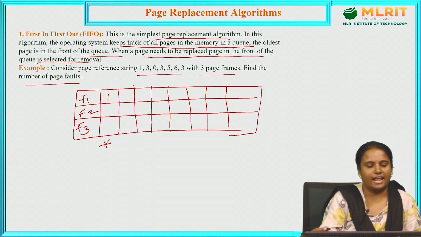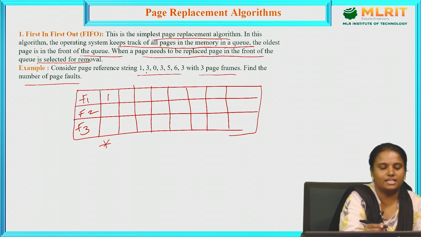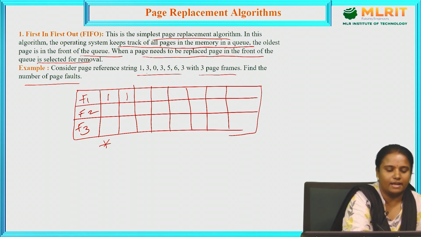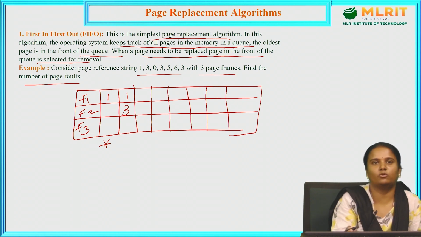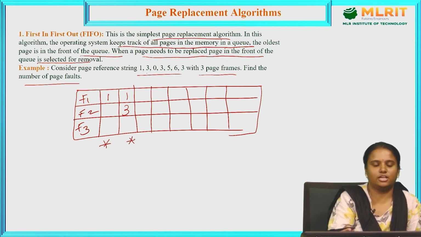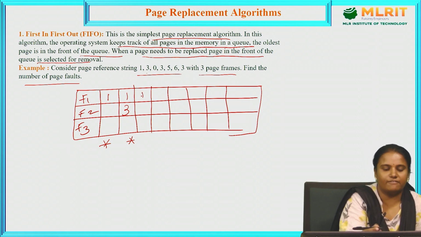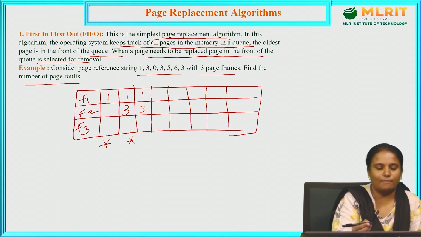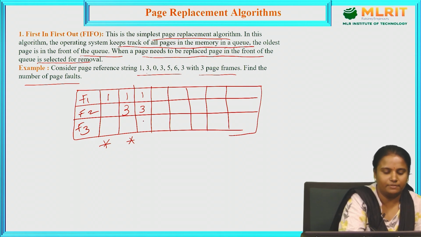Everyone clear? After 1, the next number is 3. So 1 is already present in frame 1, and 3 I am inserting in frame 2. So this is also a page fault. Next 0. So 1 is already there in frame 1, 3 is there in frame 2, and now 0 I am going to insert in frame 3. So this is also a page fault.